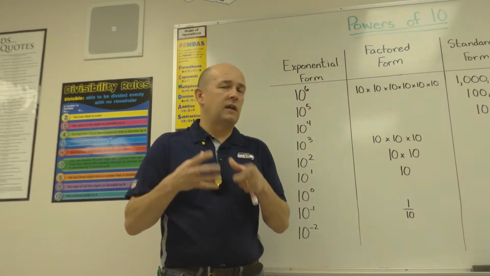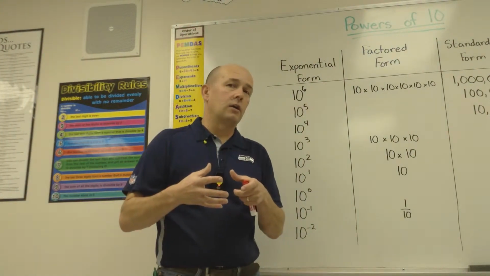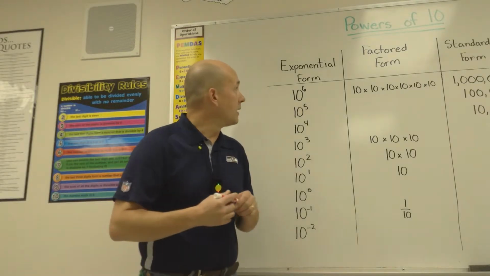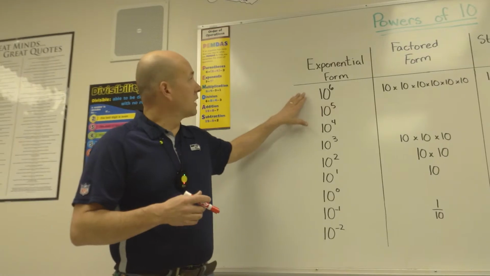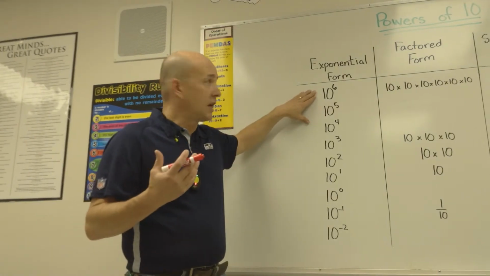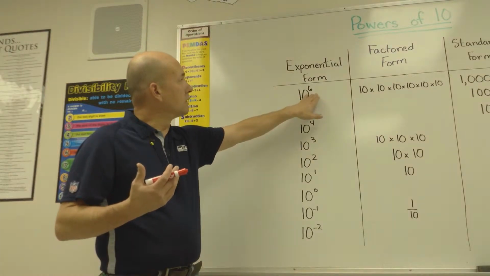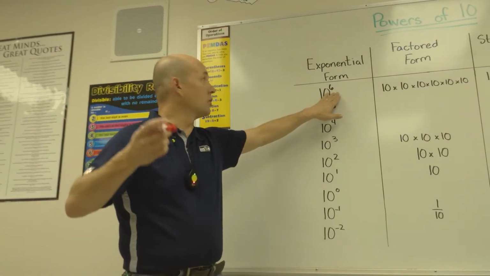Powers of 10 is just a fancy way for us to write larger numbers. And the way we do that, we've been talking about powers and exponents. When we talk about powers of 10, our base is always a 10. And then the power just tells us how many zeros are going to come after it.